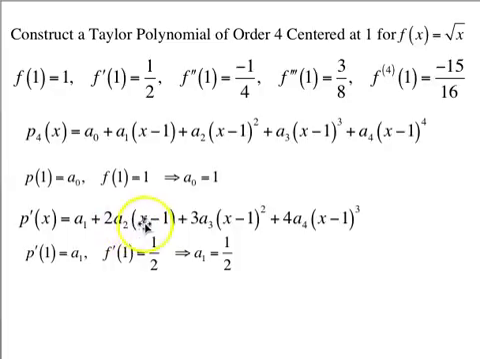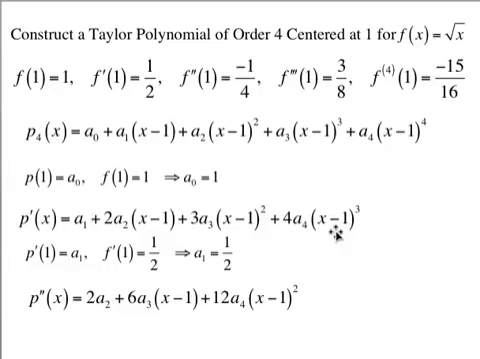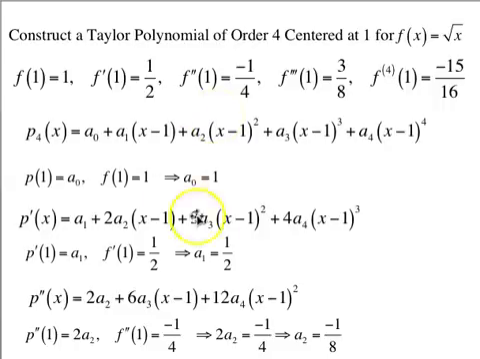The second derivative here will be 2a2. Derivative here, 6a3 times x minus 1 to the first. Derivative here, 12a4 times x minus 1 squared. Plugging in 1, this is 0. Plugging in 1, this is 0. So p double prime of 1 is just 2a2. But f double prime of 1 is negative 1/4. I want these to be equal, so 2a2 is negative 1/4. Dividing both sides by 2, a2 is negative 1/8.